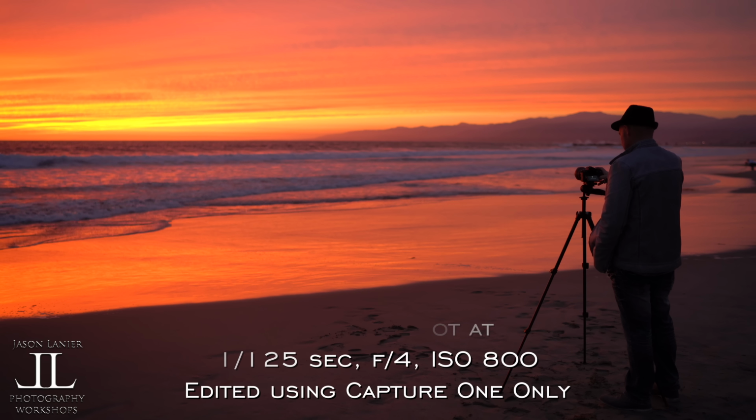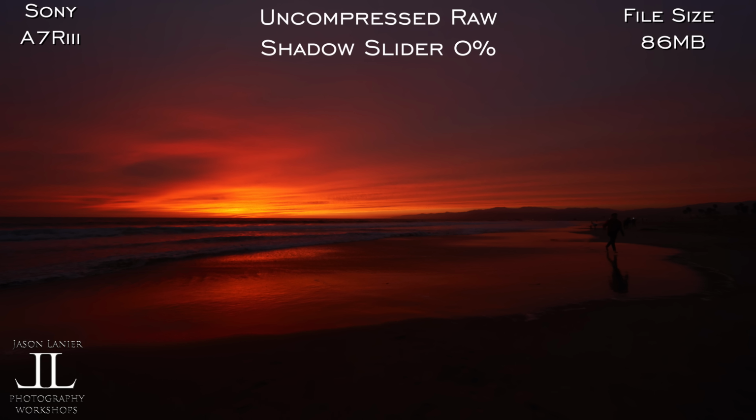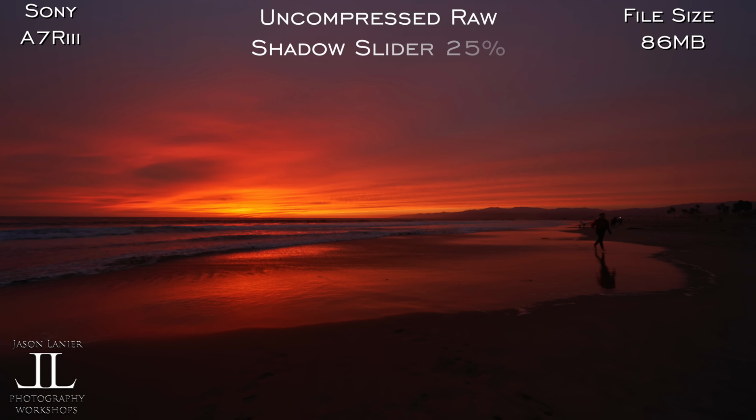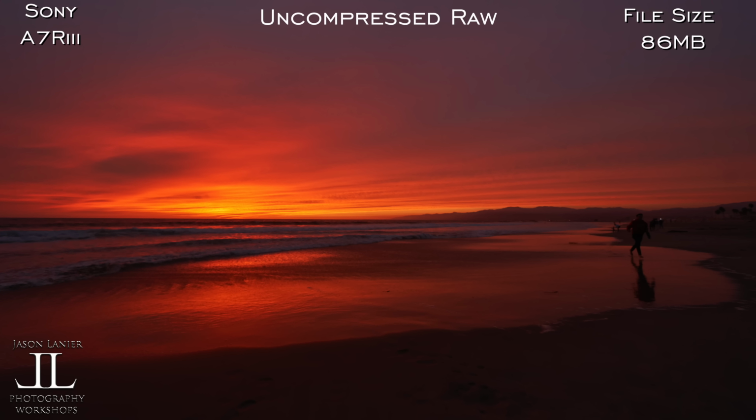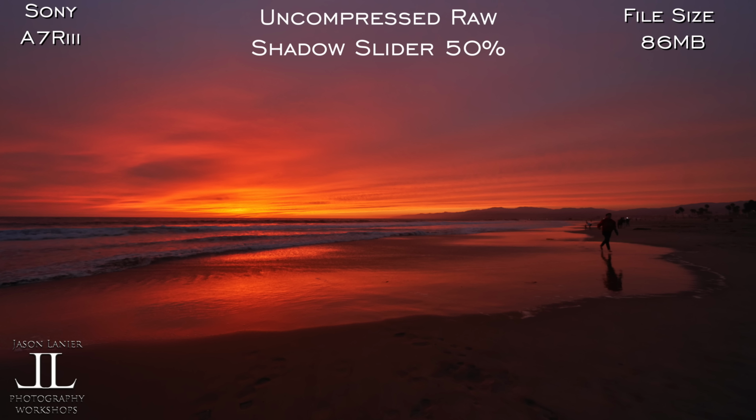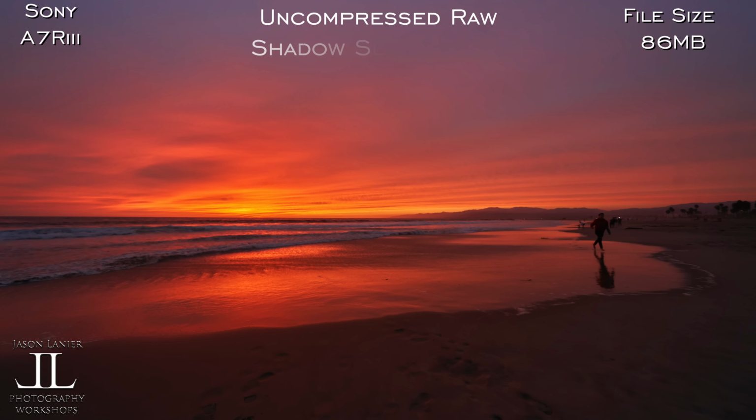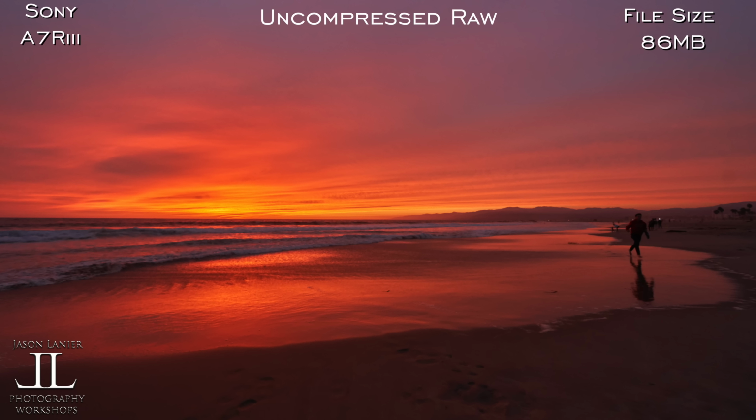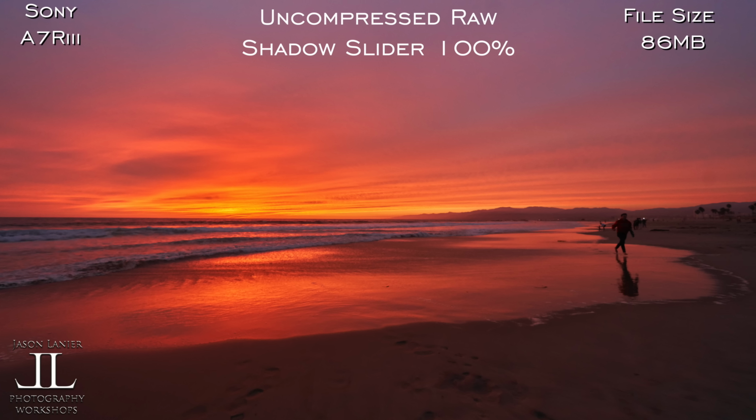Alright guys, so these ones are uncompressed. This shot here is raw straight out of the camera at 0% on the shadow slider. This is at 25%. I personally like it best about right here, but I want to show you guys all of these different variables here. This is at 50%, 75%, and we're going to go to 100%, and I didn't see any problem with the files at all. I was super impressed with the A7R III.